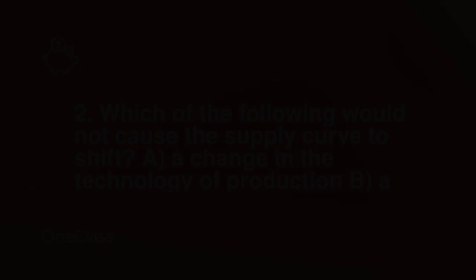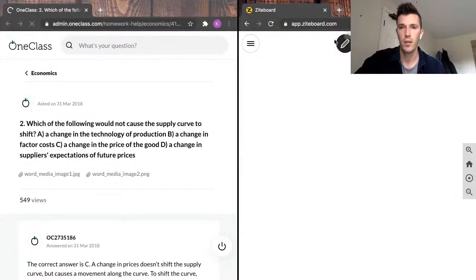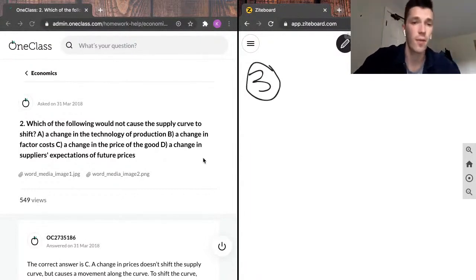Lastly, we're going to move on to question 3 here. And question 3 reads as follows. Which of the following would not cause the supply curve to shift? And the possible answers are A, a change in the technology of production, B, a change in factor costs, C, a change in the price of the good, or D, a change in suppliers' expectations of future prices.